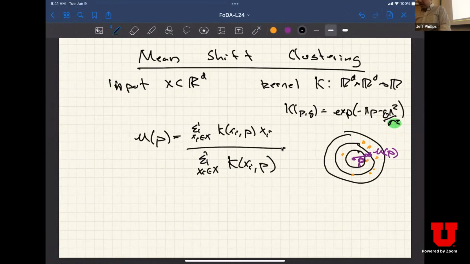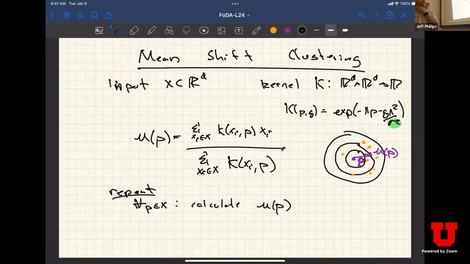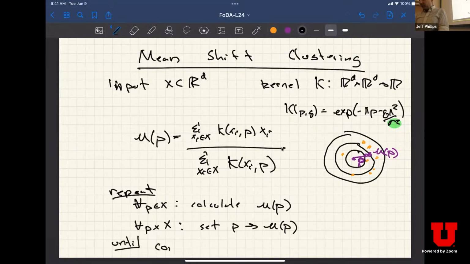Okay, so now the algorithm is just going to be repeat until something. For all p in X, I want to calculate this mu of p, this weighted average of the points in the neighborhood scaled by this kernel. Then for all p in X, I'm going to set p, I'm going to move it to mu of p. And I'm going to do this until it has converged. Okay, so this is the algorithm.